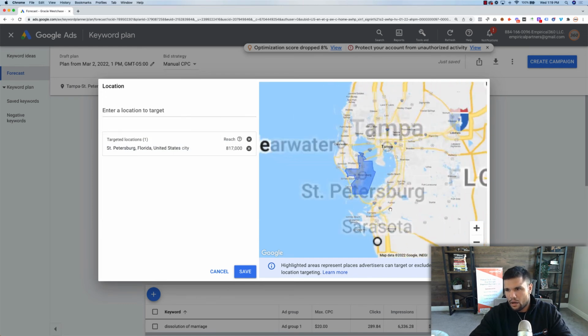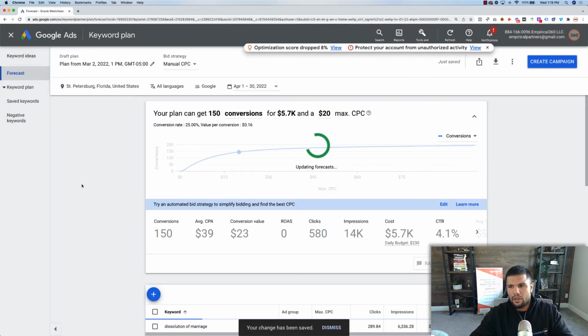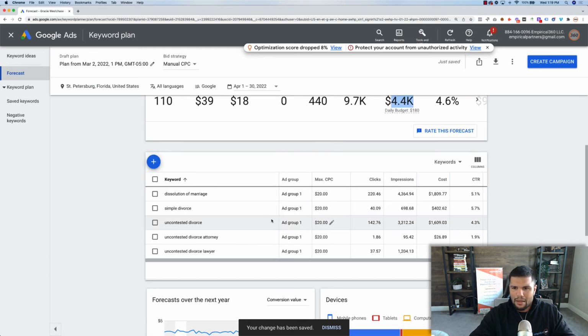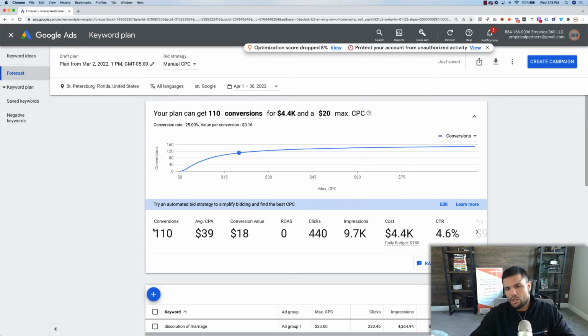This is a city here where we're located. So smaller city, 817,000 people. This will give you an idea. So now you can spend even less. You can spend about $4,000. And the bulk of that spend is coming from the keyword uncontested divorce and dissolution of marriage. So it's not the attorney keywords, which again are the higher intent keywords. So just something to consider there.